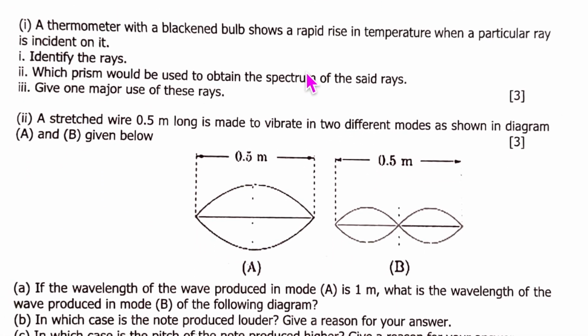A thermometer with a blackened bulb shows a sharp rise in temperature. Identify the rays. They will be infrared. I will just write IR. Second one, which prism should be used for obtaining it? Is it rock salt prism or quartz prism? Rock salt prism.